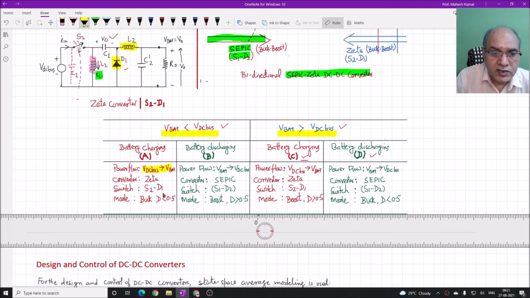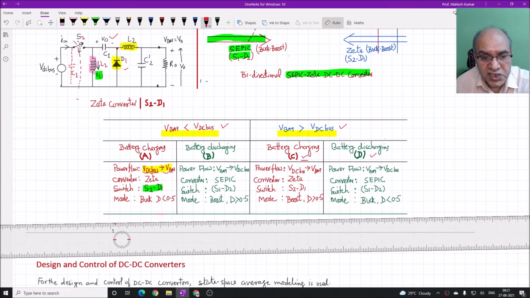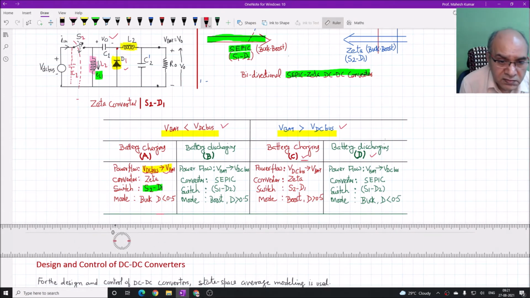Okay, so as you see from the table, S2 and D1 are operating for this case, and the circuit acts in the buck mode because V_bat is less than V_DC bus. So power is flowing from high voltage to low voltage, from this to this. High to low means basically buck operation. Therefore D is less than 0.5 for this case. So Zeta will act in the buck mode and the duty cycle will be less than 0.5.